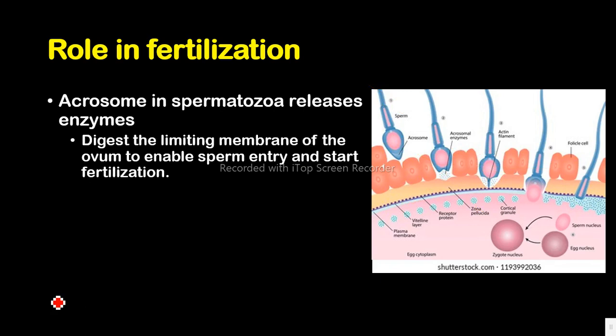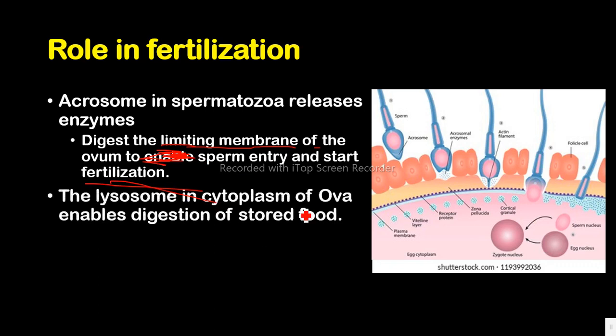So acrosomes in the sperm release enzymes that digest the limiting membrane of the ovum to enable sperm entry, and then initiate the process of fertilization. The lysosomes in the cytoplasm of the ovum digest the stored food to provide energy that is going to drive the process of reproduction, embryogenesis.